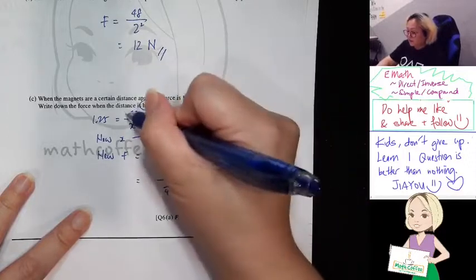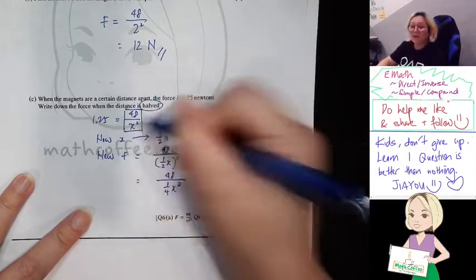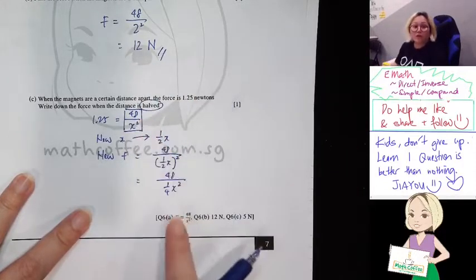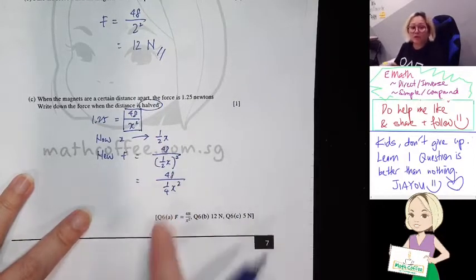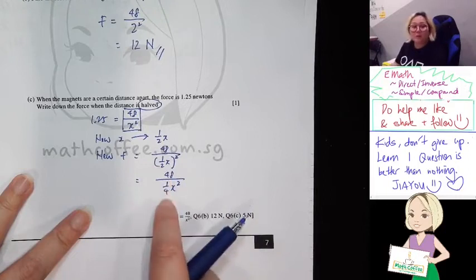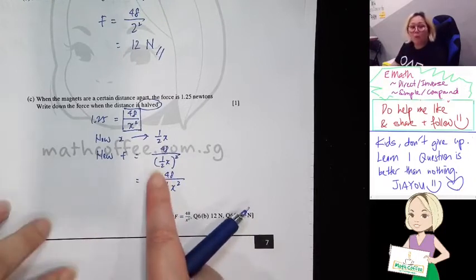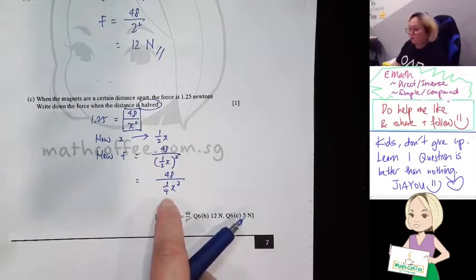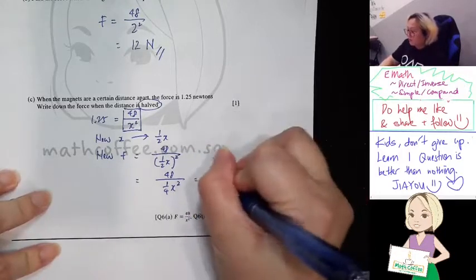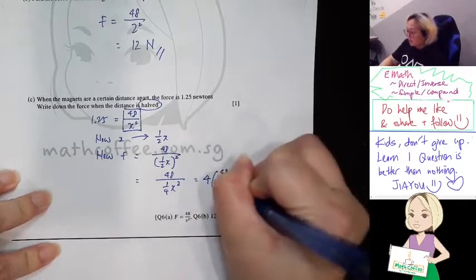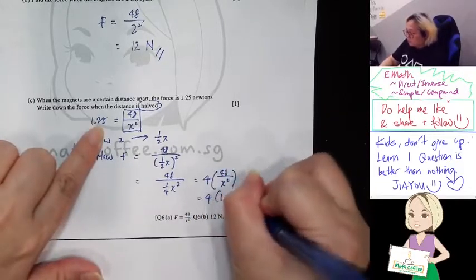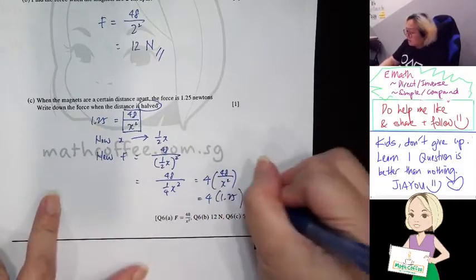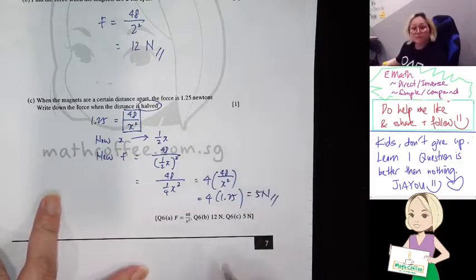Don't forget, your lump value is 48 over x squared. So you need to do this in terms of something times 48 over x squared. 1 divided by 1/4 is 4. So this becomes 4 times 48 over x squared. It means it is 4 times 1.25, and that will give us 5 Newton.